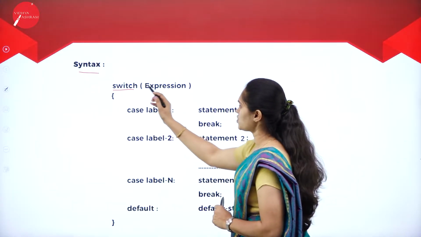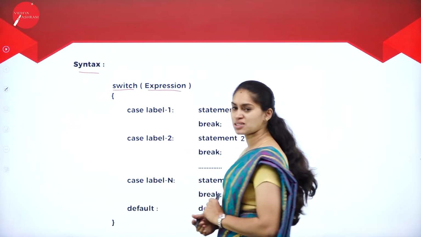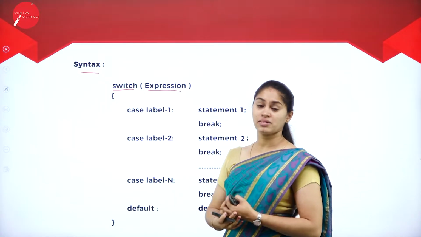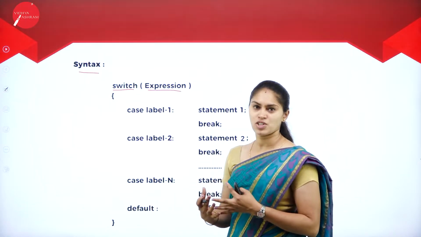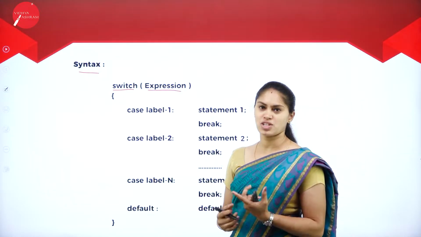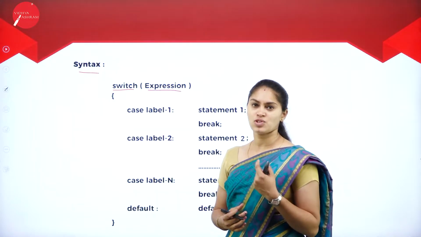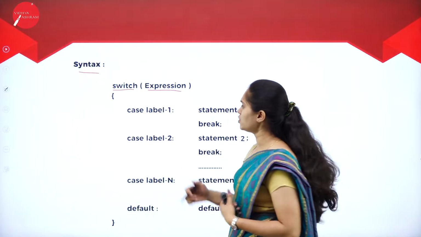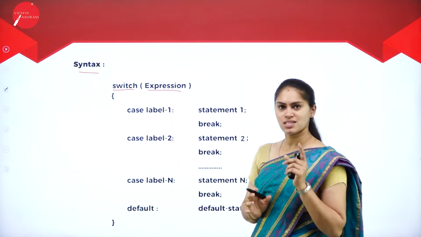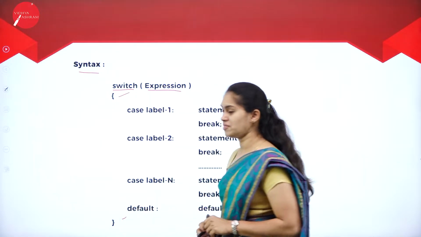After the switch, within the parenthesis, I'm writing an expression. So what is this expression all about? We can take any test condition. I can have a mathematical combination, mathematical logic, or any algebraic expression, or we can give any condition. That will be based on the requirement of the user. Within the opening and closing of the parenthesis, we are supposed to write the expression. After that, we have an opening and closing curly brace.